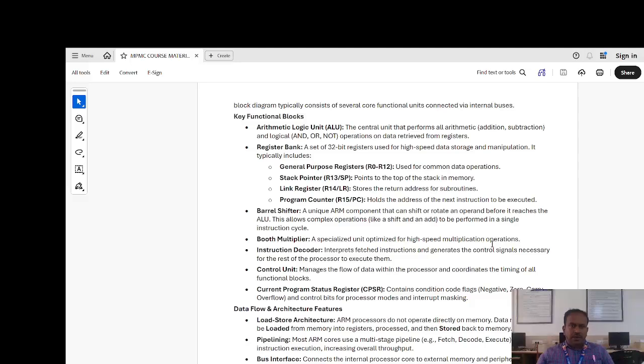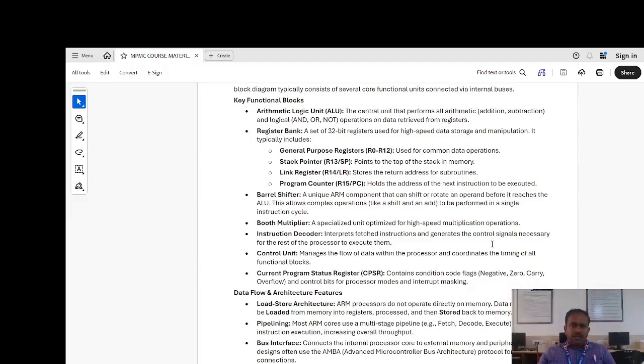The key functional blocks are the arithmetic logic unit, that is ALU. It is a central unit that performs all the arithmetic, that is addition and subtraction, and logical operations like AND, OR, NOT, on the data retrieved from the registers. Register bank: a set of 32-bit registers used for high-speed data storage and manipulation. It includes the general purpose registers, R0 to R12, used for common data operations.